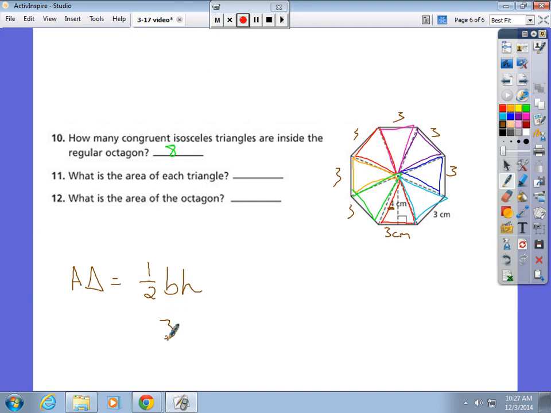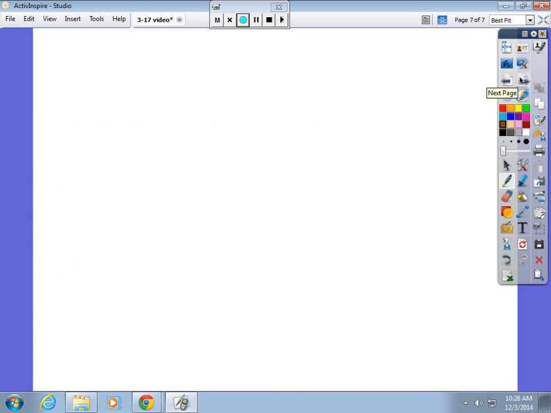So we have our base of 3 times our height of 4, and then we have to take half of that. So 3 times 4 gives me 12. 12 times 1/2, which is the same thing as 12 divided by 2, gives me a 6. The area of each triangle would be 6 centimeters squared. Remember, it's area. What is the area of the whole octagon? Well, we said there were 8 triangles. Each triangle has a value of 6. I'll let you figure out the rest on your own.